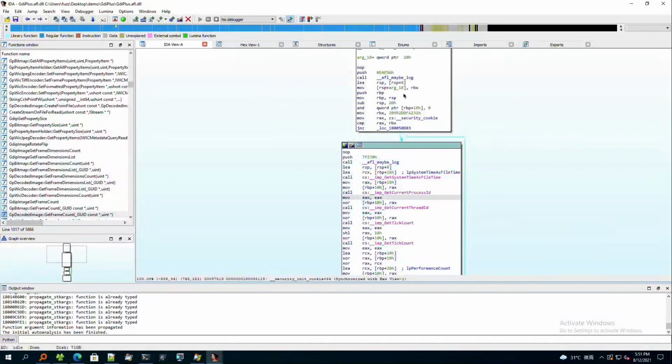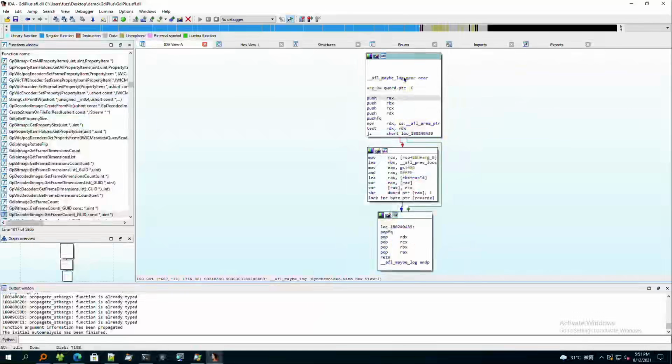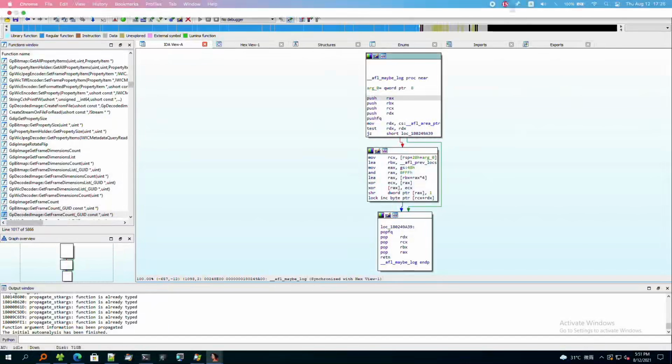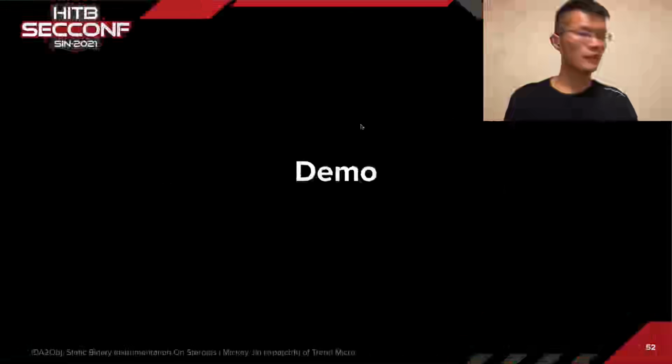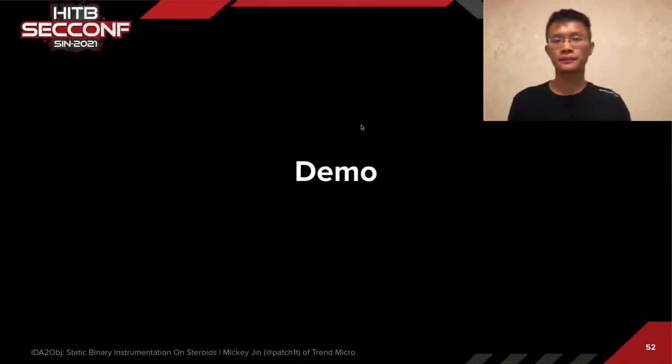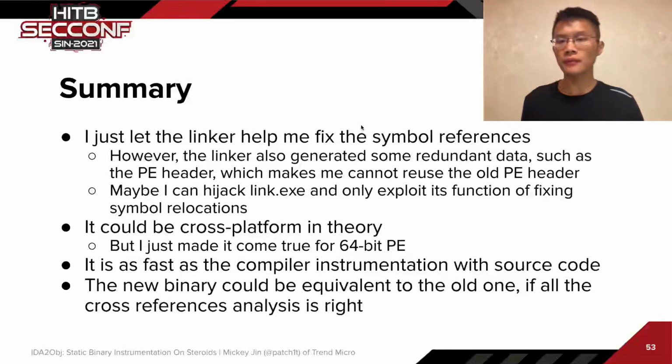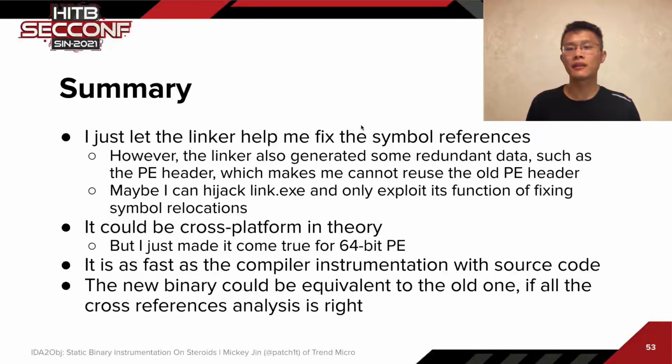Okay, let's come back. Let's make a summary. First, I just let the linker help me fix the symbol references. However, the linker also generated some redundant data, such as the PE header, which makes me can't reuse the old PE header. Maybe I can hijack link.exe and only exploit its functions of fixing symbol relocations.